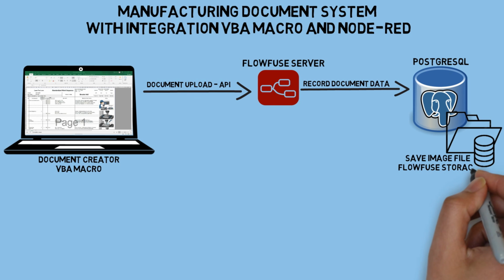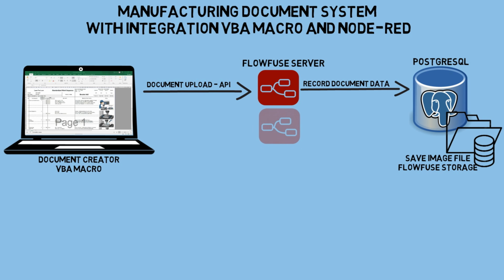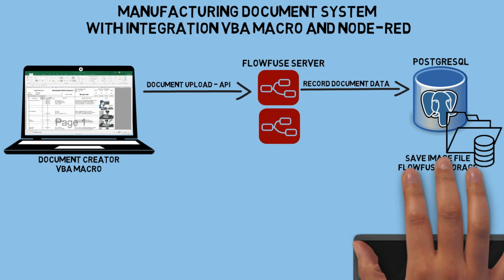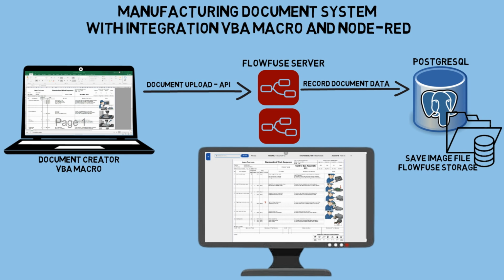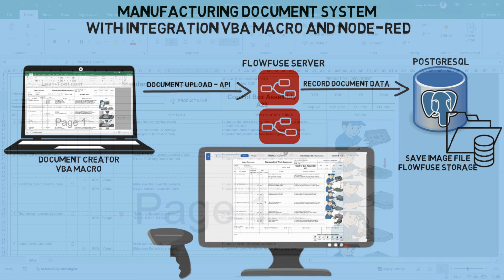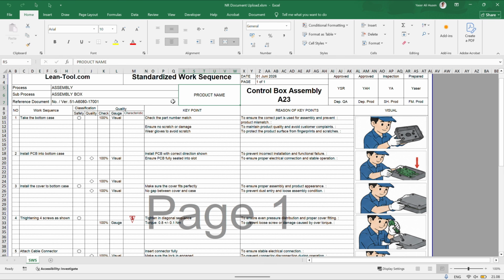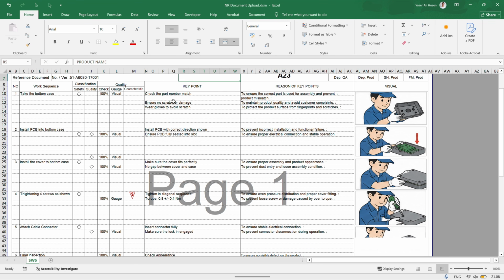Next, I also created another Node-RED instance as a dashboard for displaying documents, as well as handling configuration and editing. This dashboard can be used by operators, and the required document can be displayed by scanning a barcode or QR code. Now, let's take a deeper look at the system. We will start with the VBA macro used to create the documents.